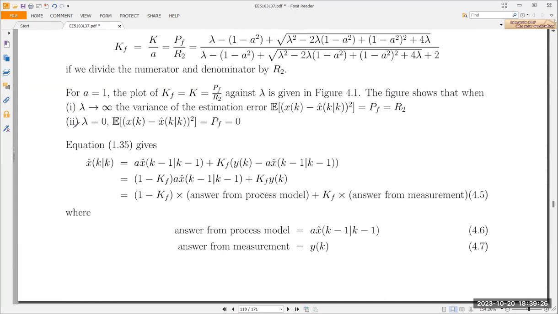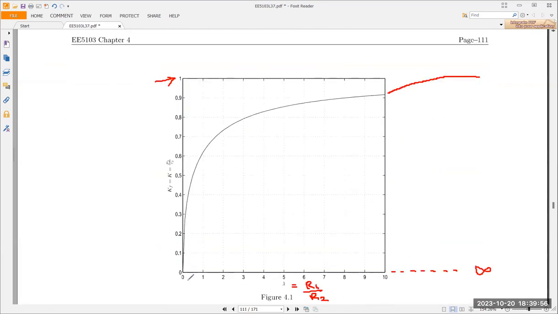On the other hand, when lambda is equal to 0, just remember lambda is R1 over R2, which means your temperature gun is lousy. Here R2 is infinity, or R1 equals 0, which means you trust the thermometer you put inside your mouth. You will find that the variance of the estimation error is equal to 0. This plot also shows you here.